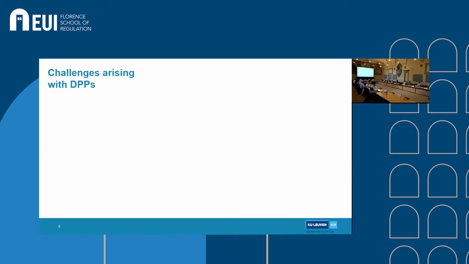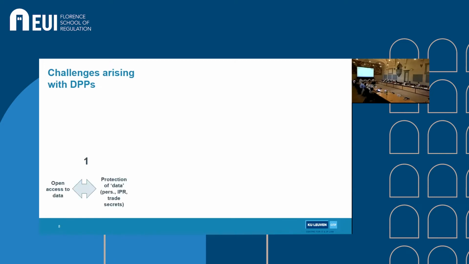Now I'm turning to the challenges that arise from digital product passports. So first, conceptually, as it emerged mainly in engineering literature, because there's not much more than engineering literature on this. And then I will discuss the legislative proposals. So we have three main challenges arising conceptually.